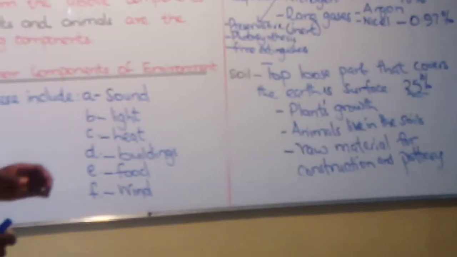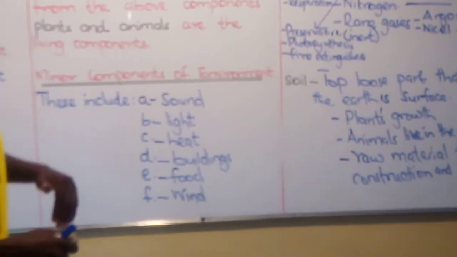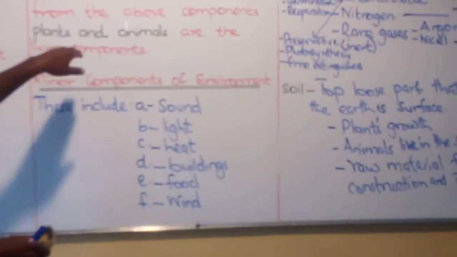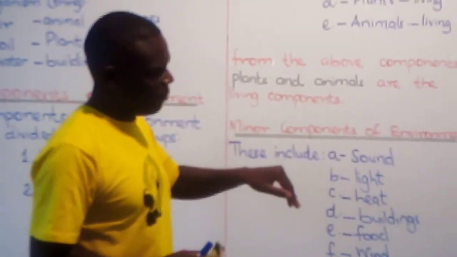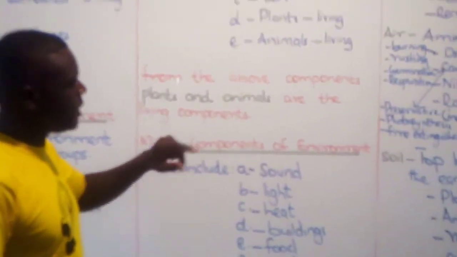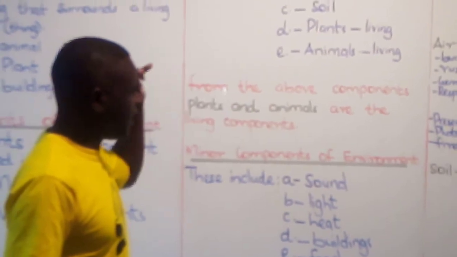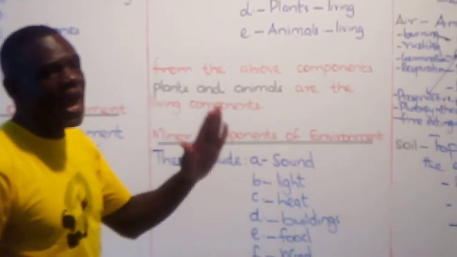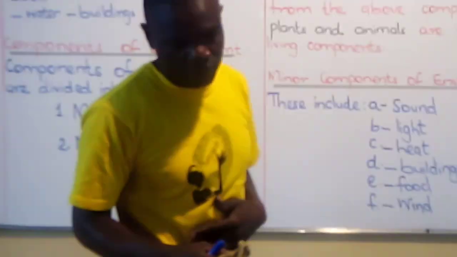Now, if time allows, next time we will learn about plants and animals. Those are the living components of the environment. Remember, the living components of the environment are two, and those are plants and animals. The rest are non-living components of environment.